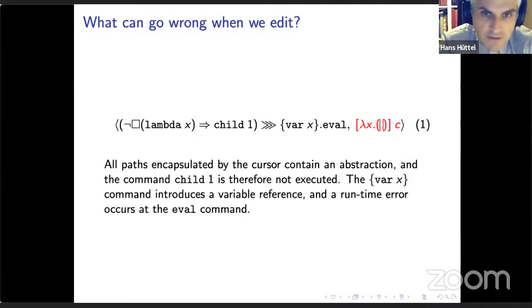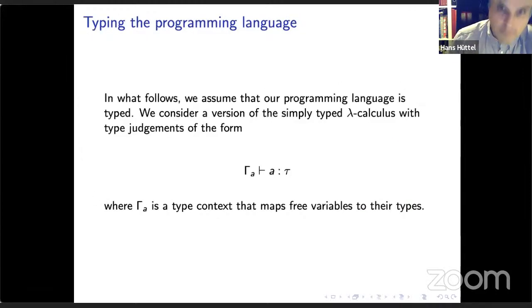This looks fine, but it's not fine, because if you look at this abstract syntax tree that we got, every path encapsulated by the cursor contains an abstraction. So this means that the conditional expression does not hold. The command is never executed. It means that the first part of the sequential composition terminates immediately. We insert a variable, and there's a runtime error because now we try to apply a variable to the constant C. There's a runtime error. We don't want that. What do we do?